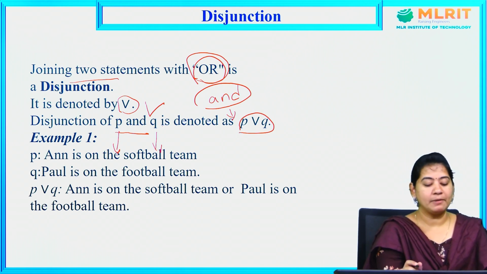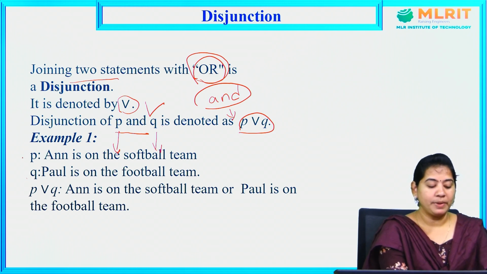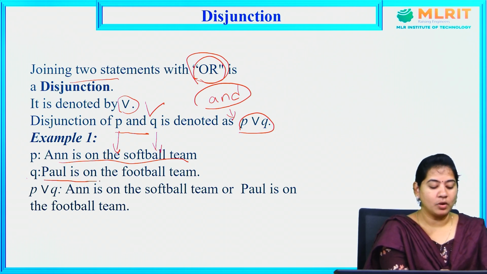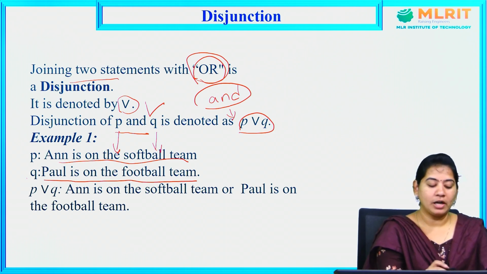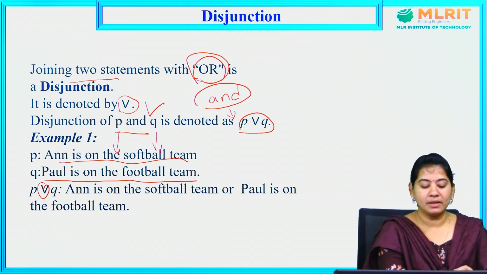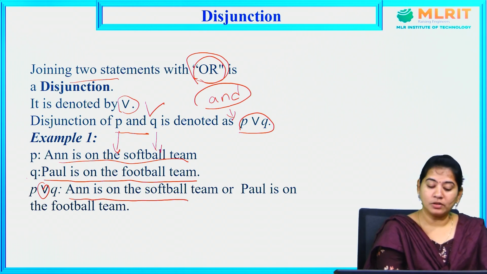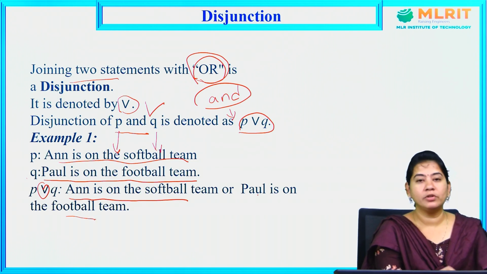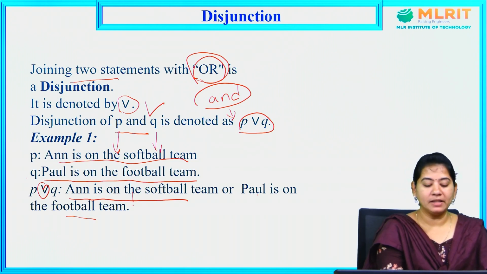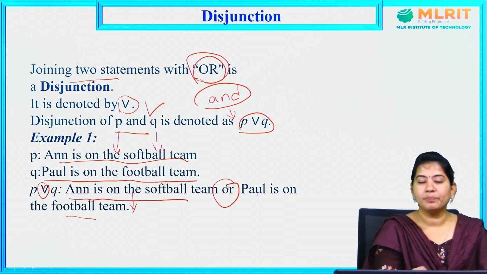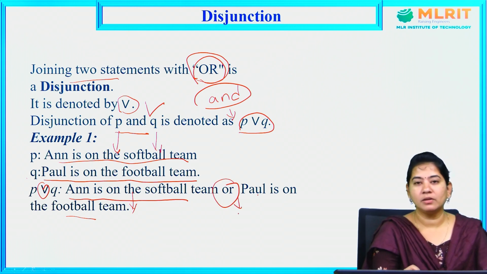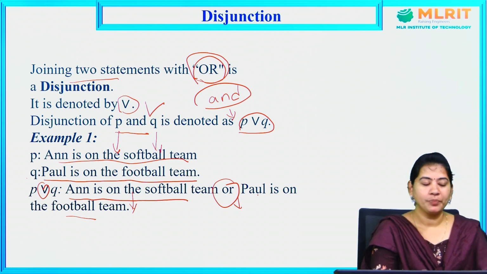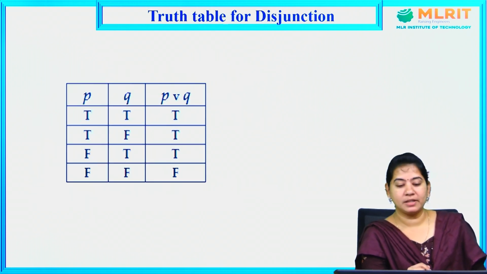And if you see the example here, let us suppose we have two statements, P and Q. P statement is Anne is on the softball team and Q statement is Paul is on the football team. Now if you apply or for these two statements, then it will become Anne is on the softball team or Paul is on the football team. So here we have combined these P and Q statements with the connective or. So this is called a disjunction. Now let us see the truth table for the disjunction here.